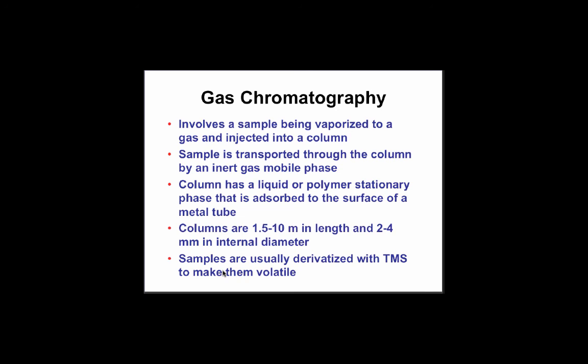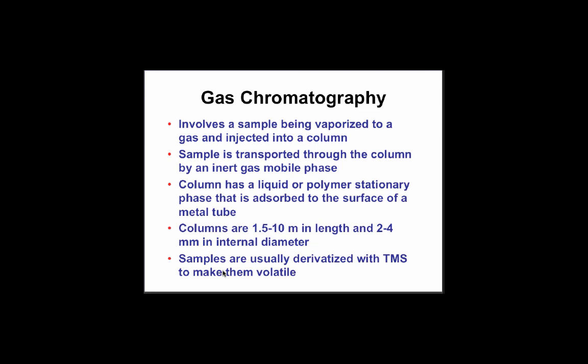So the trick in gas chromatography is to vaporize your sample. So it has to be a gas. Now, there's lots of tricks which will actually allow you to take things that are normally liquid and turn them into vapor. And so that's why gas chromatography can be used for just about anything. Let's say it's injected into a column, not unlike HPLC. It's transported through a column. The mobile phase is an inert gas, like nitrogen or helium or argon.